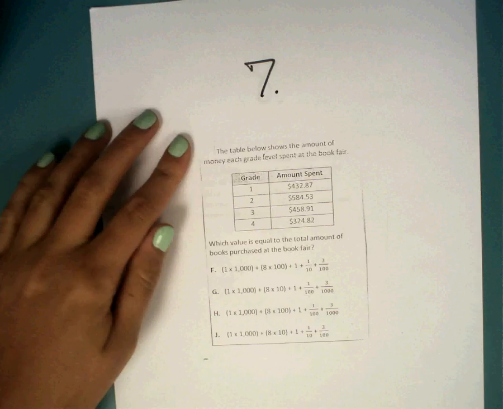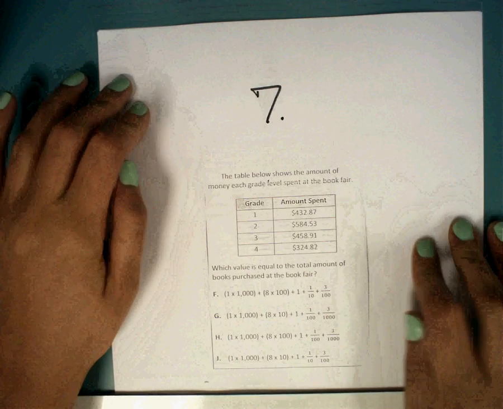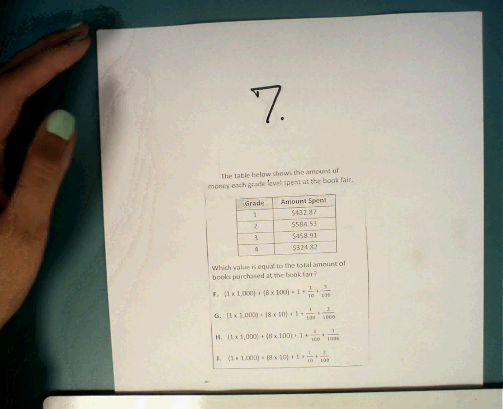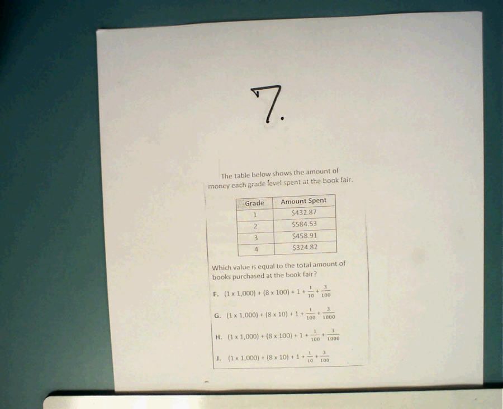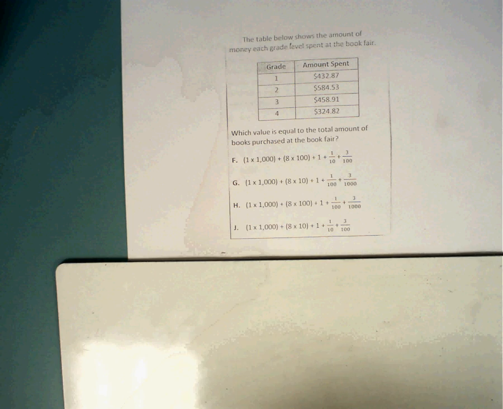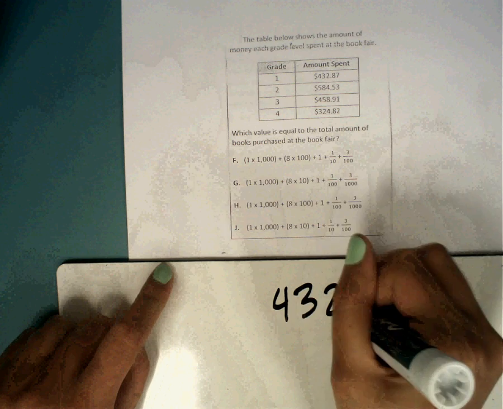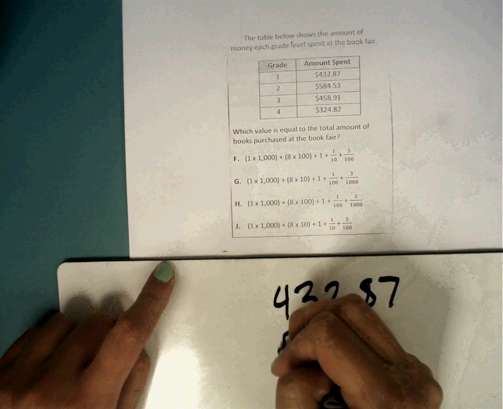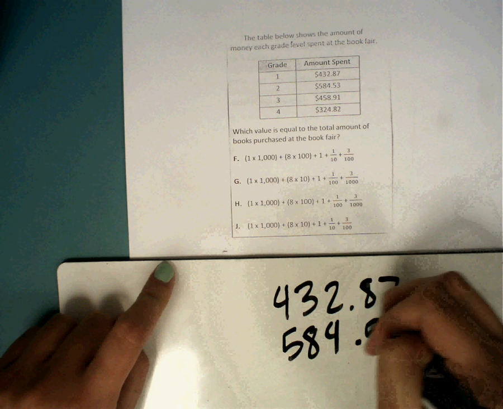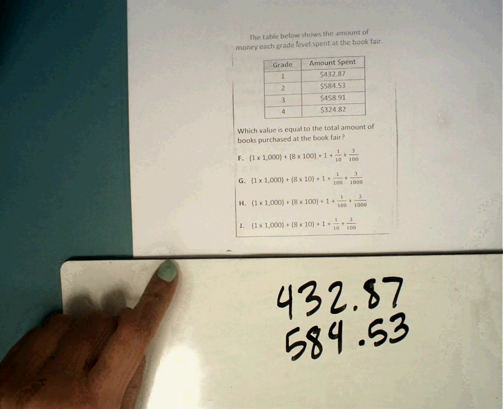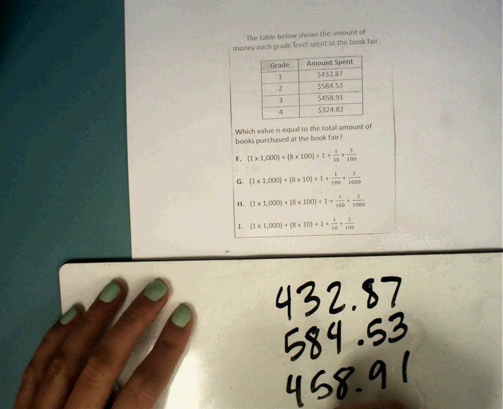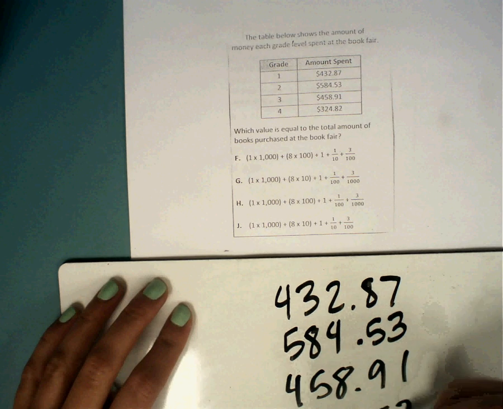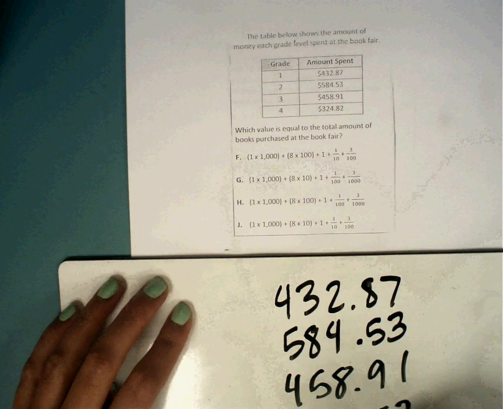Number 7. The table below shows the amount of money each grade level spent at the book fair. Which value is equal to the total, math action word, total amount of books purchased at the book fair? So I need to go ahead and add these up, don't I? So I've got 432 and 87 hundredths. I've got 584 and 53 hundredths. Notice how I'm lining my decimals up. Don't forget that, people. 458 and 91 hundredths, and then 324 and 82 hundredths. Bring down that decimal. Okay?